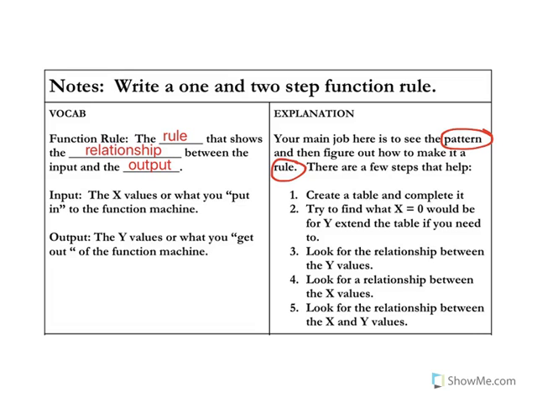The first step is to have a table and make sure the table is complete. The next step is to try to find, if you put in x equals 0, what would your answer be for y? If you can take the table and extend it so that that answer is either there, or you create the table to make it there, that will help you. You then look for the relationship between the y values, the relationship between the x values, and then together you try to figure out what the relationship is between them.